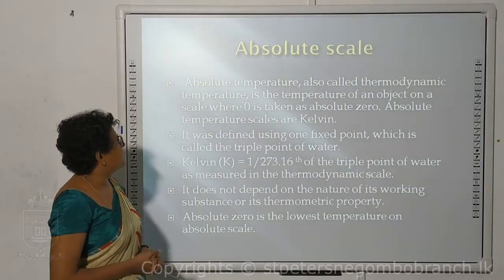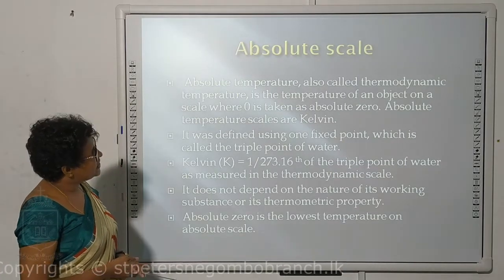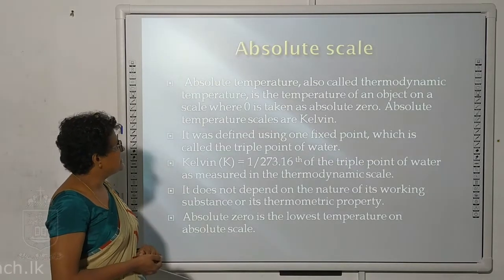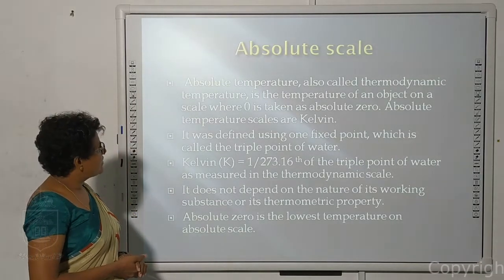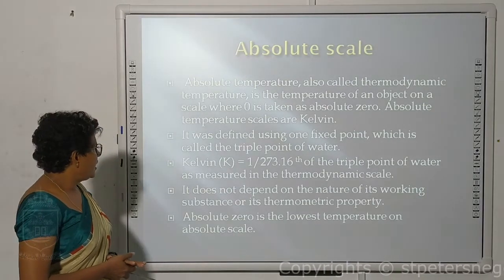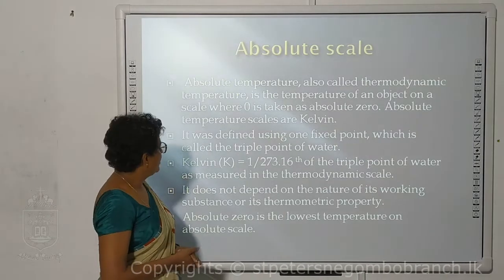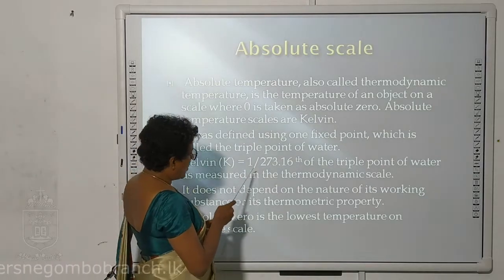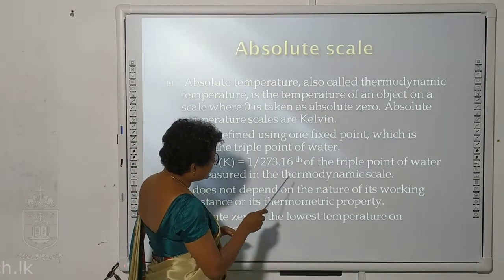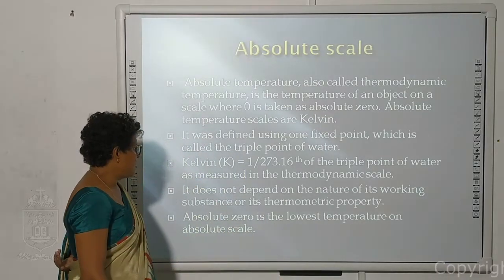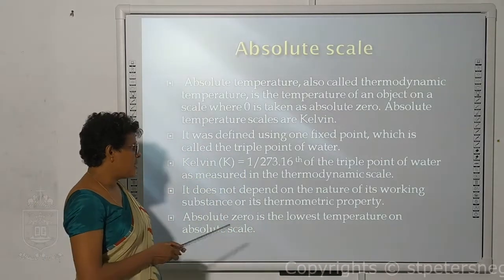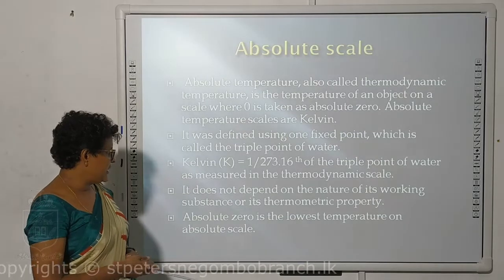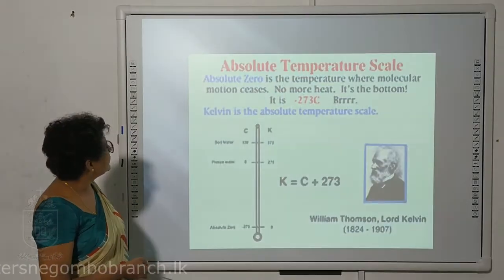What is the absolute scale? Absolute temperature, also called thermodynamic temperature, is the temperature of an object on a scale where 0 is taken as absolute 0. The absolute temperature scale is Kelvin. It was defined using one fixed point, which is called the triple point of water. One Kelvin equals 1 over 273.16 of the triple point of water, as measured on the thermodynamic scale. It does not depend on the nature of its working substance or its thermometric property. Absolute zero is the lowest temperature on the absolute scale.